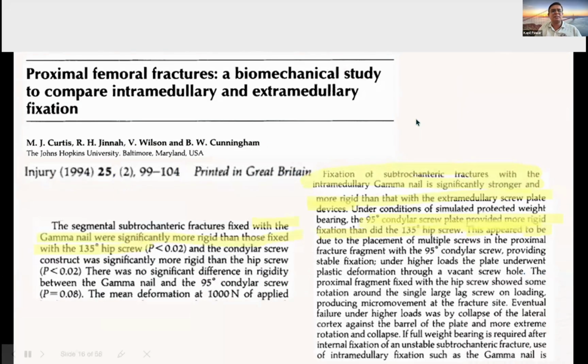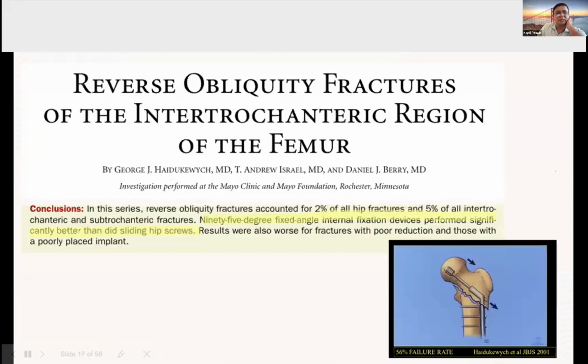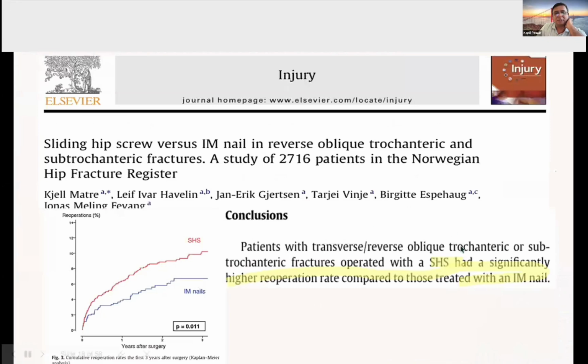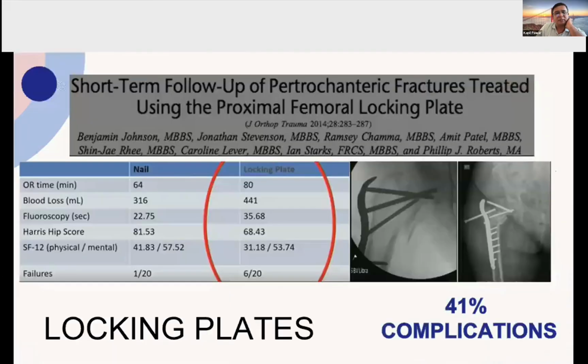There was a biomechanical study by Curtis in 1994, which showed that the DCS works far better than the 135 degree implant, but the intramedullary nail is a far stronger implant compared to the DCS as well. That's how we come to Dan Barry's second paper, where he has said that the fixed 95 degree angle devices did better than that, and these were the choice of implant in 2001. But later on, the nails have shown persistently better results compared to the DCS as well.